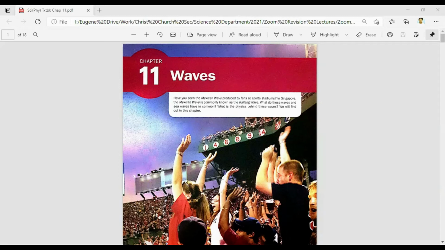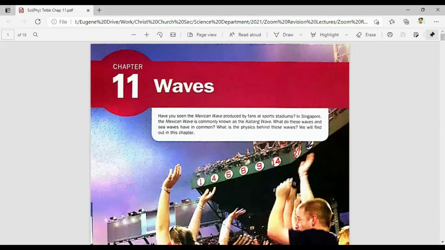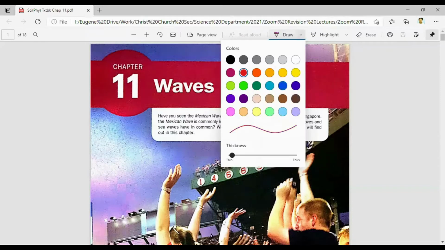I think waves is a relatively simple chapter, but it actually sets the context for subsequent chapters like EM waves, light, and also sound. So that's why for waves, this is really a good introduction into what waves are. And once you're able to understand this better, you'll also be able to answer the subsequent questions better from the other chapters. So let's start now.